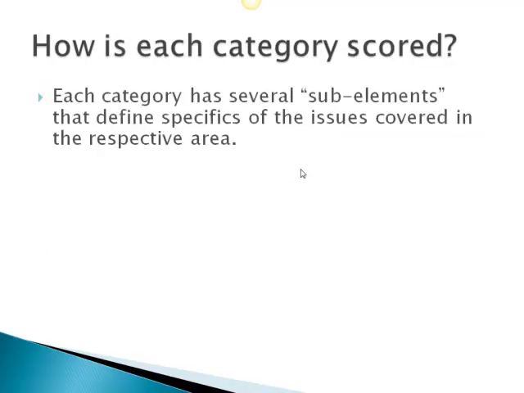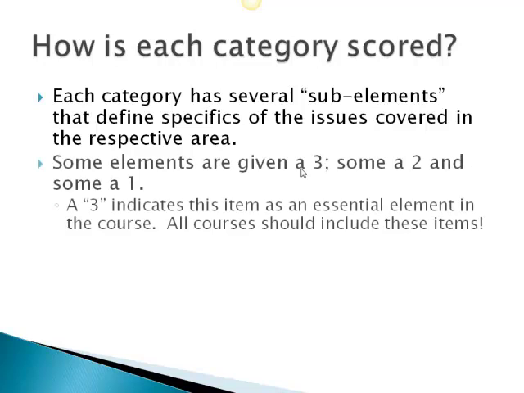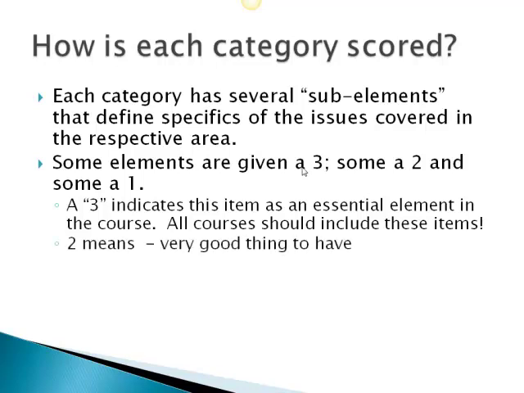So how is each category scored? Well, as I mentioned earlier, there are several sub-elements that define the specifics covering each of the respective areas. Some are given a value of 3, some a value of 2, and some of 1. A value of 3 indicates that the item is an essential element in the course, so all courses should include these items. If something has a value of 2, it means it's a very good thing to have, and a value of 1 means nice to have, but it's less important.